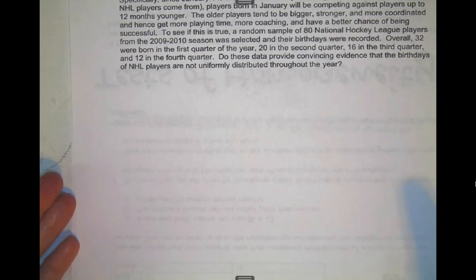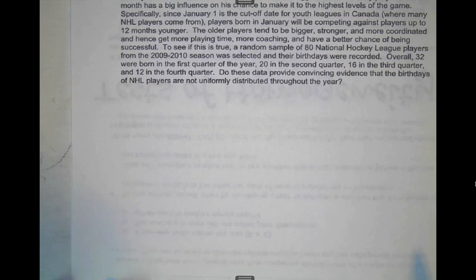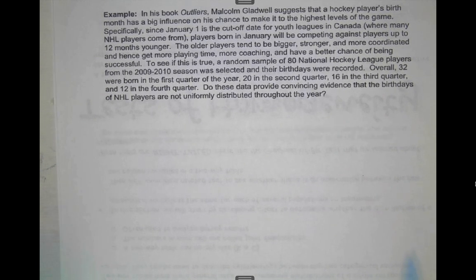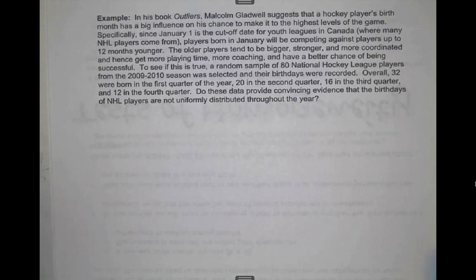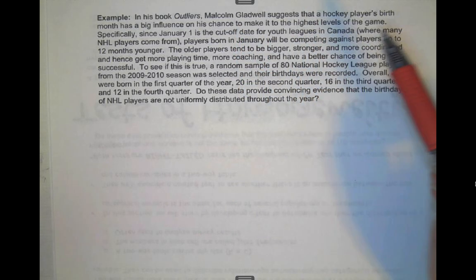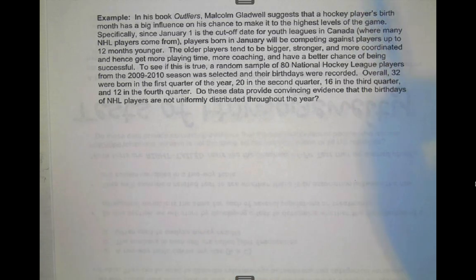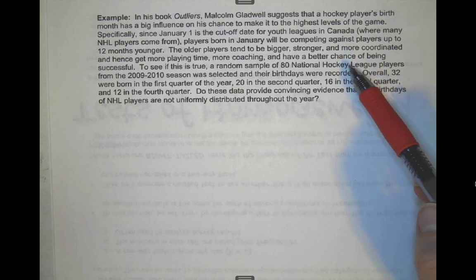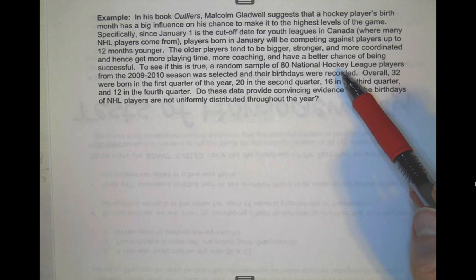All right, in this problem here, so in his book Outliers, Malcolm Gladwell suggests that a hockey player's birth month has a big influence on his chance to make it to the highest levels of the game. Specifically, since January 1st is the cutoff date for youth leagues in Canada, where many NHL players come from, players born in January will be competing against players up to 12 months younger. The older players tend to be bigger, stronger, and more coordinated, and hence get more playing time, more coaching, and have a better chance of being successful.